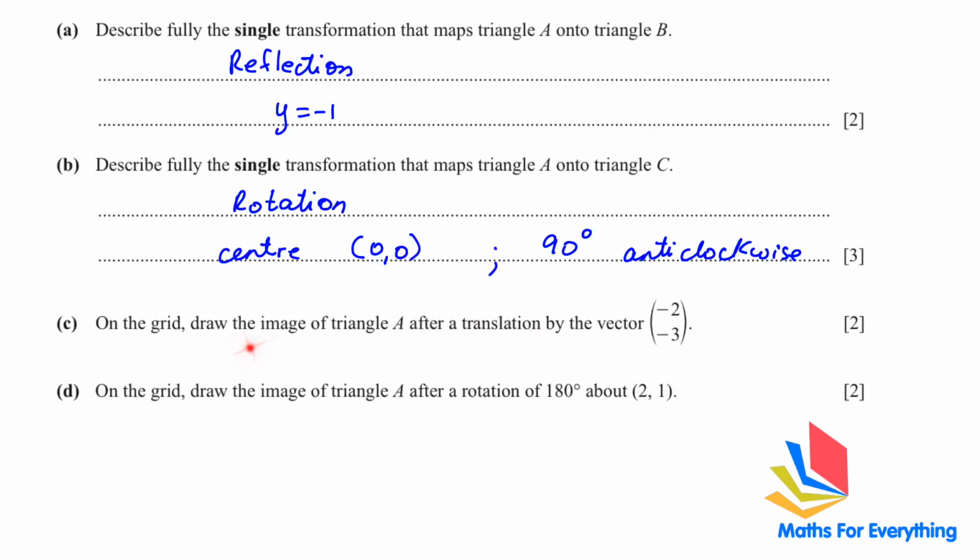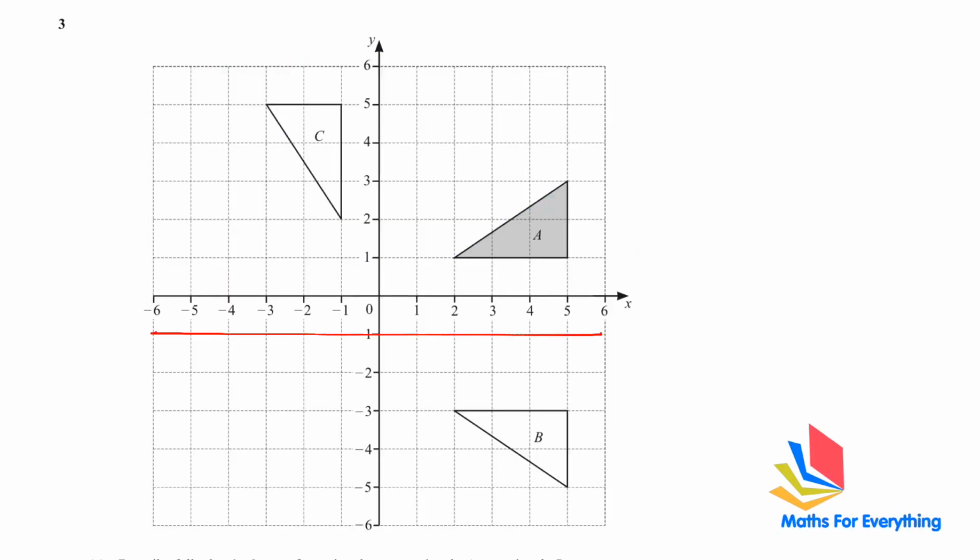On the grid, draw the image of triangle A after translation by the vector -2, -3. -2 and -3. I hope you are aware that the top number represents the x and the bottom number y. If it is negative, your coordinate of x will move to the left, and if your y is negative, the coordinate will move downwards.